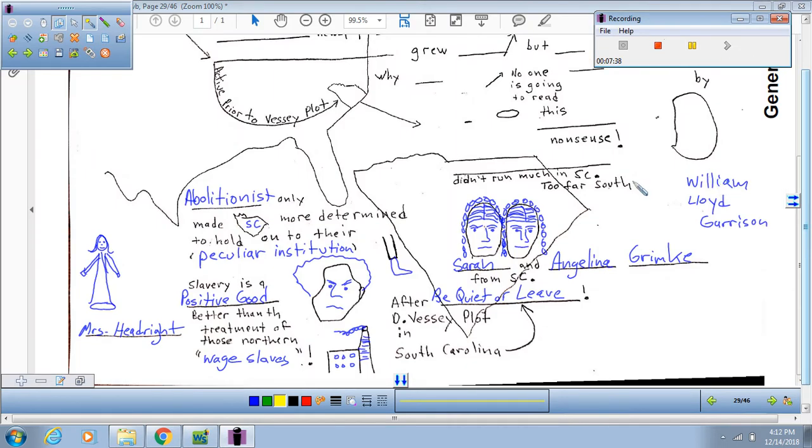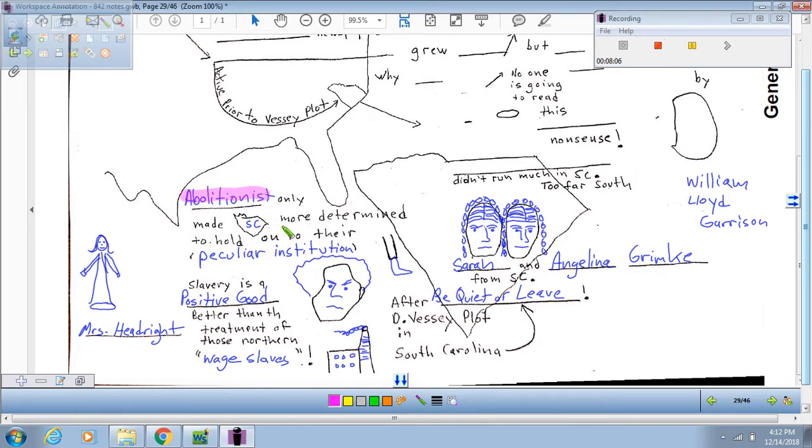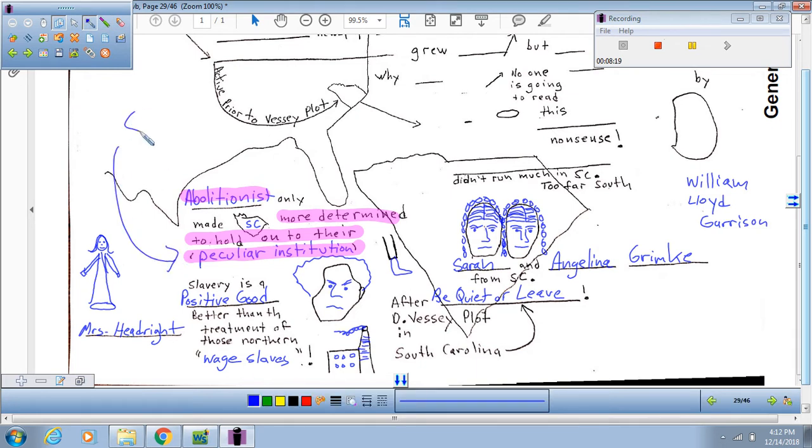Before I talk more about the Grimke sisters, we reviewed that the argument for slavery being a positive good was that slaves were treated better than northern industrial workers. Part of this is because the slave owners had an economic investment in their slaves. We also learned that the abolitionist movement really only made South Carolinians more determined to hold on to their peculiar institution, which is another name that they called slavery.